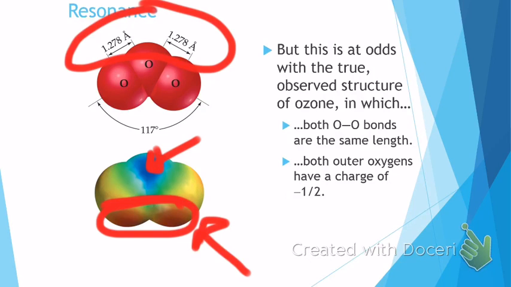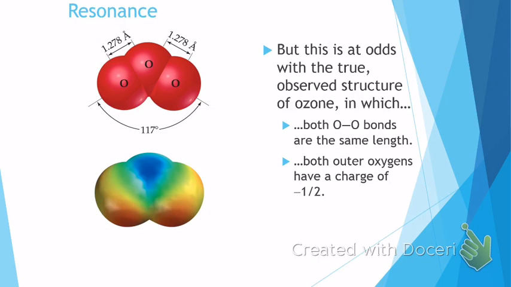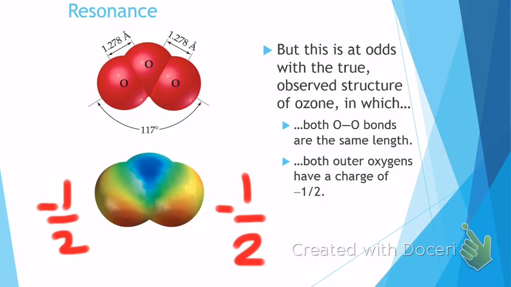If you figure up the charge, instead of one of the oxygens having a charge of -1, each oxygen on the outside actually has a charge of -1/2. So they're actually being shared between the two. So we call these resonance structures. These two structures that we drew before are actually equal.